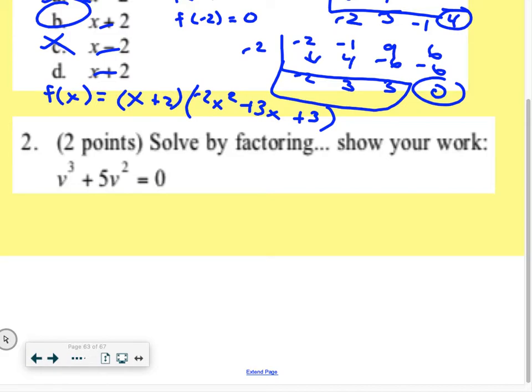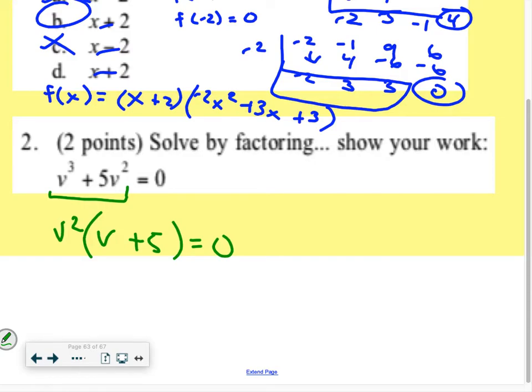For number 2, don't forget your rules for factoring that we learned back in, I think it was target 14, and then also just factoring for quadratics, which I think was target 4. So the first rule is to factor out the GCF. I can factor out a v squared from both of these. If I do that, I'm left with v plus 5. Check by distributing. V squared times v is v cubed. V squared times 5 is 5v squared.